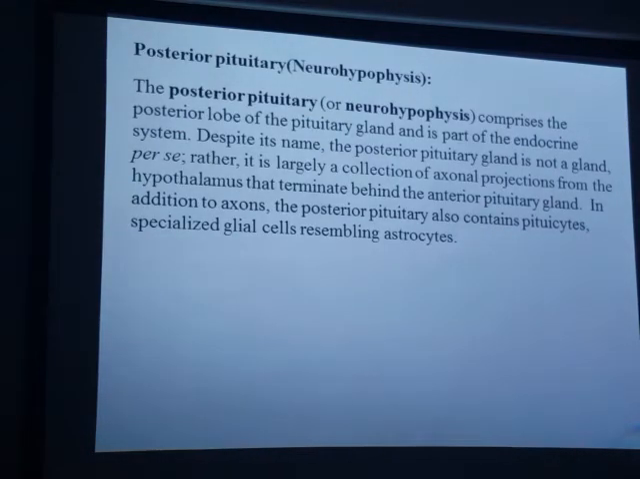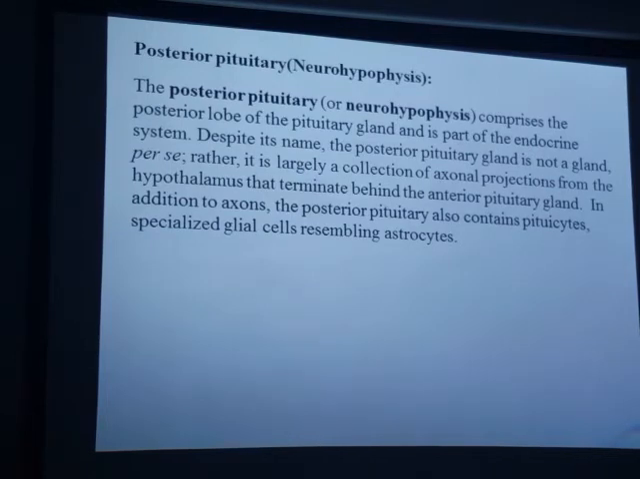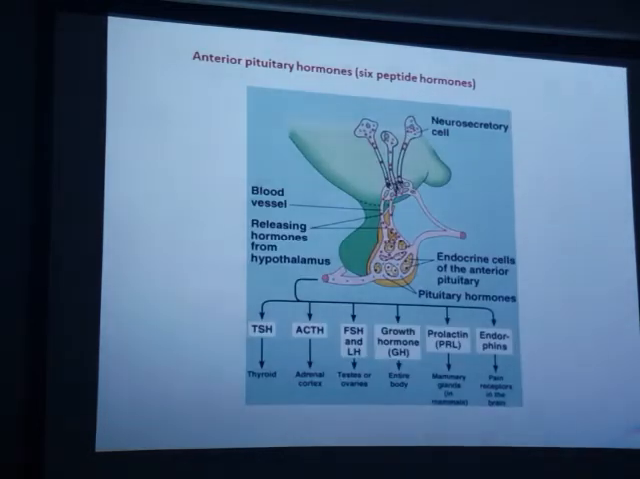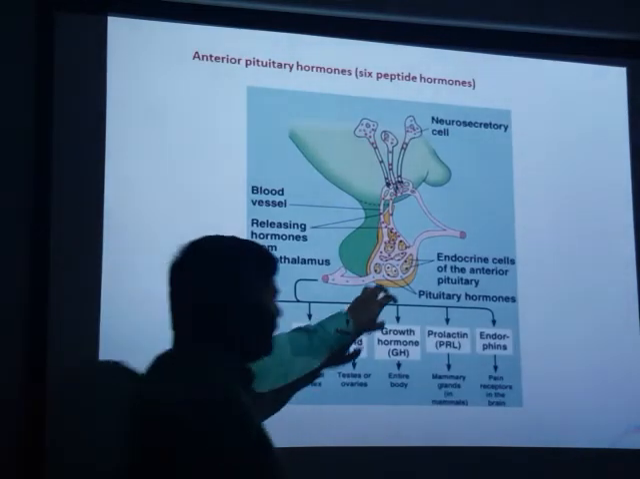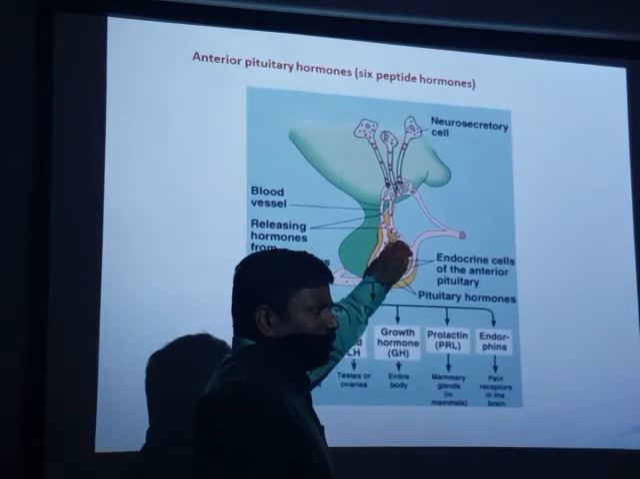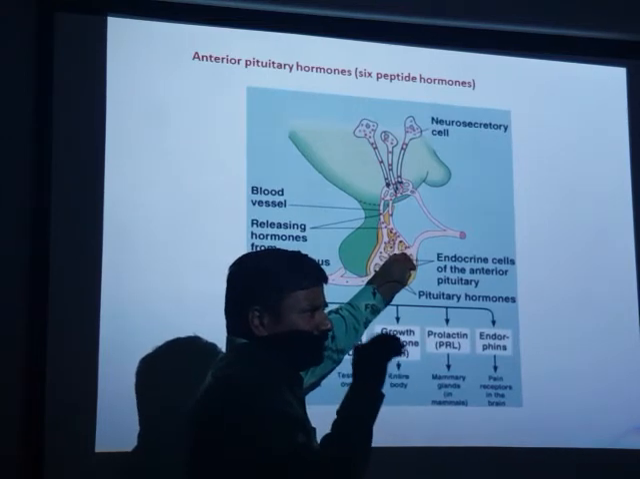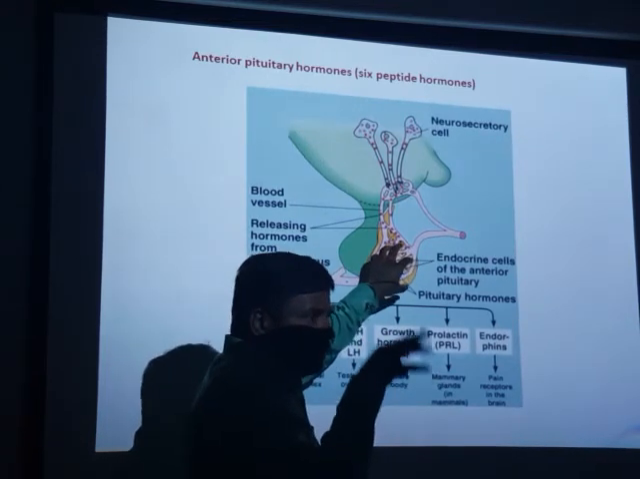So now the posterior pituitary, also known as the neurohypophysis. Actually, this posterior pituitary is not a gland per se. That means it is not secreting the hormones. Posterior pituitary is nothing but a collection of axons, with some supporting cells called pituicytes between the axons.